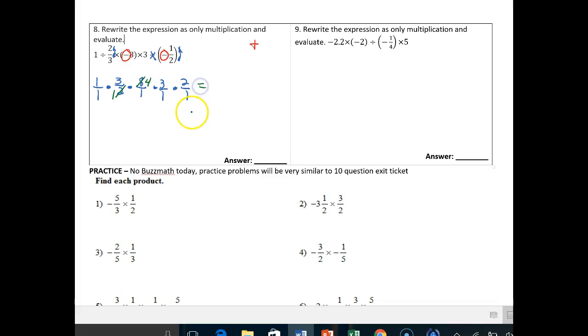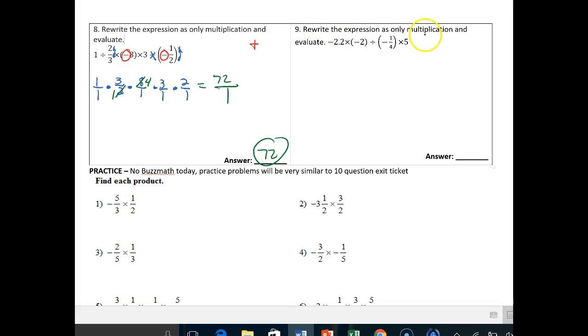So now let's just multiply straight across. We got 1 times 3, which is 3, times 4, which is 12, times 3, which is 36, times 2, which is 72. Lots of multiplication going on there, right? But 3 times 4 was 12, times 3 was 36, times 2 was 72. Now on the bottom, I've just got nothing but ones, right? So 72 over 1 gives me my answer of 72.